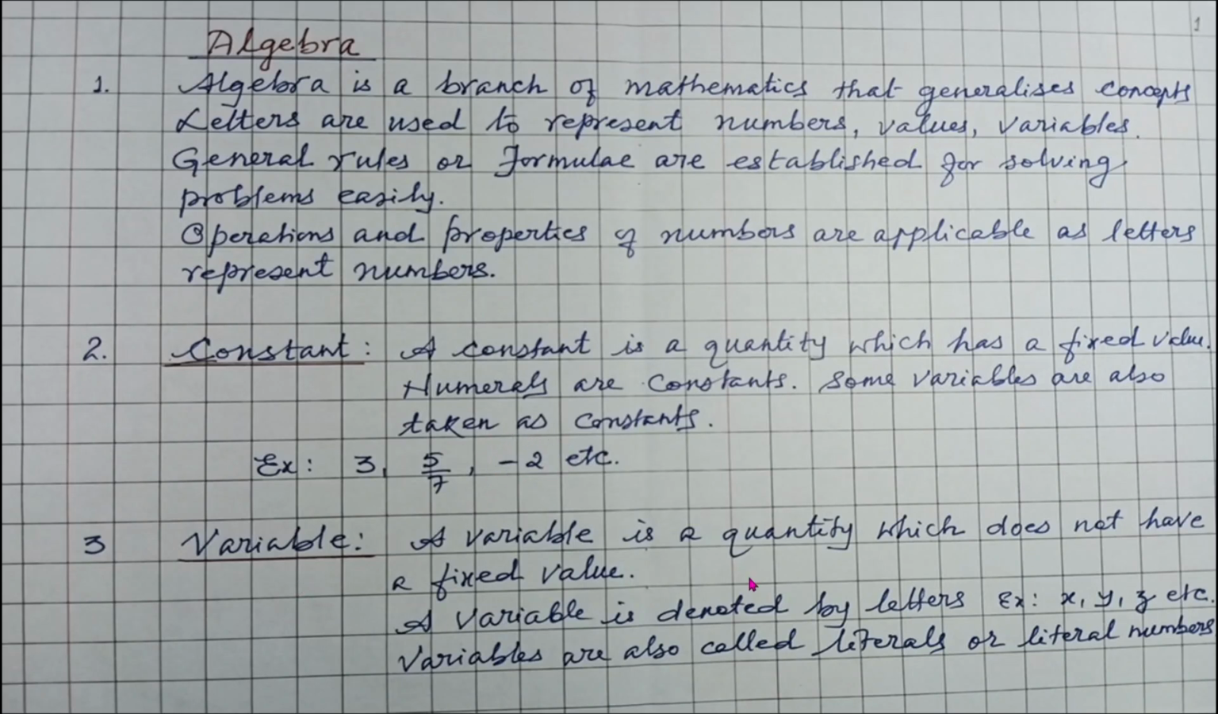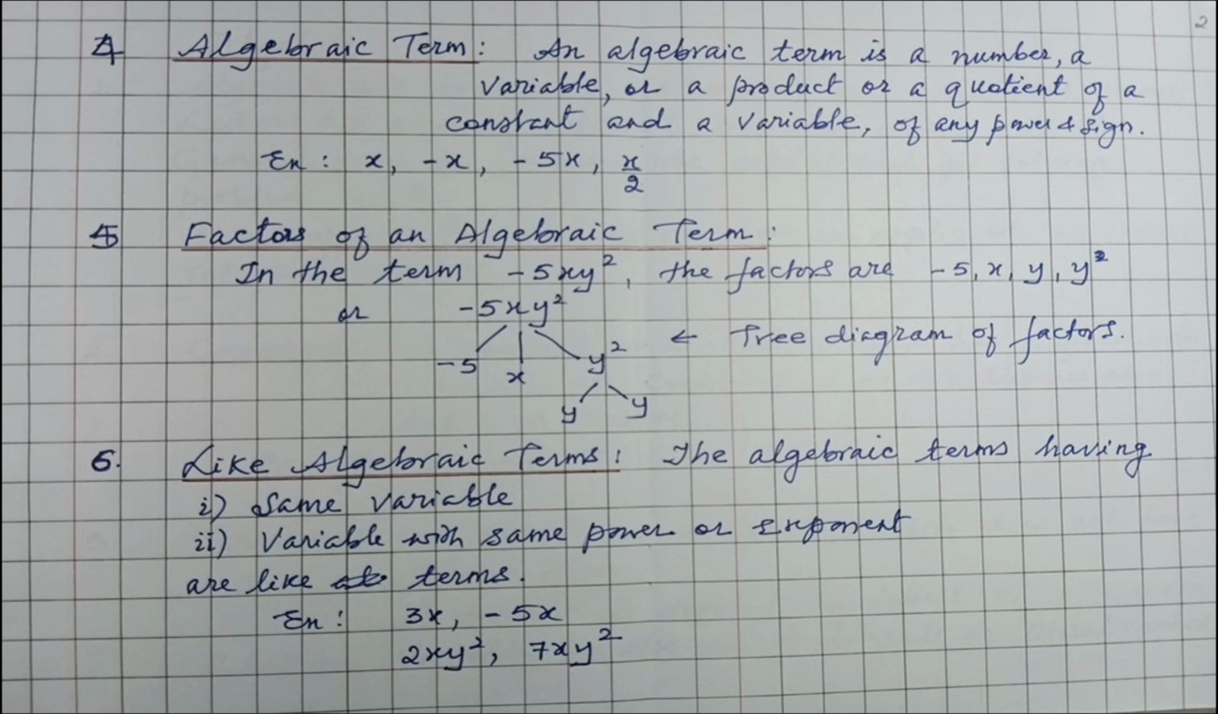A variable is a quantity which does not have a fixed value. A variable is denoted by letters x, y, z, etc. Variables are also called literals or literal numbers.